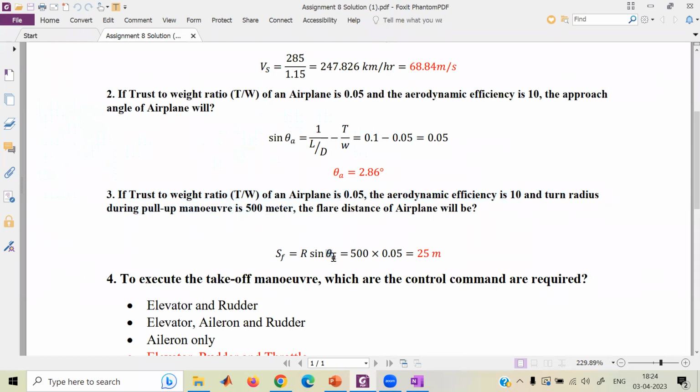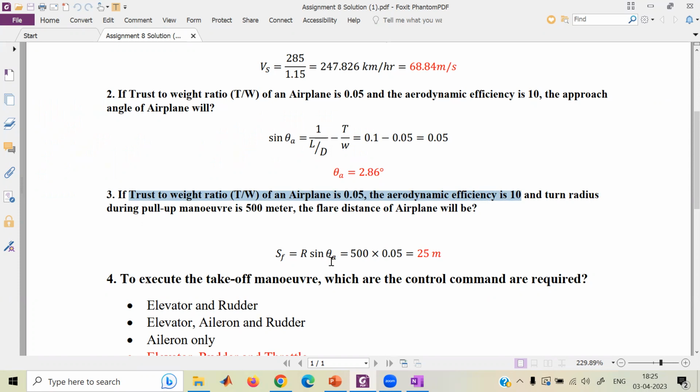Sir, during flare, what we give is a little bit of up elevator so that the aircraft nose comes up a little, so that the aircraft will land on its main landing gear. Okay, we can also say that it is a kind of pull-up maneuver, but the aircraft isn't climbing very much. With this much information, can you compute theta A? Yes, sir, we just did it in the last question. Very good.